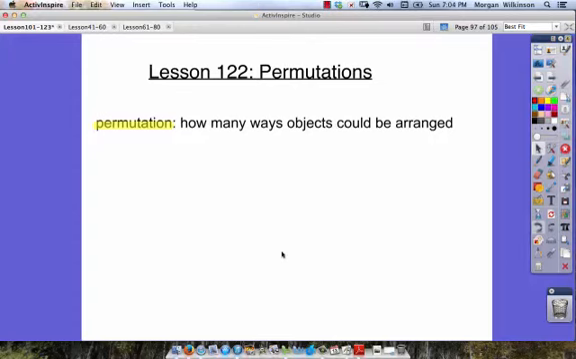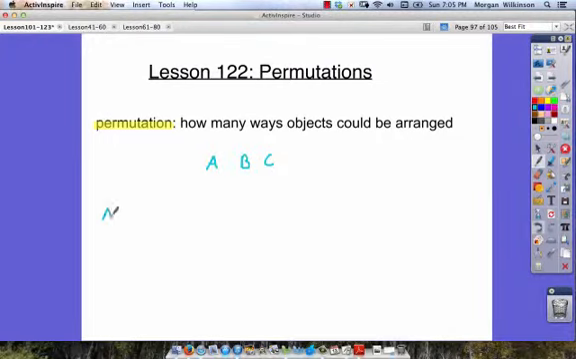Lesson 122 is about permutations, and a permutation is just how many ways objects could be arranged. Now, we need an example of what this means in order to go along with our word definition. So let's say we had the letters A, B, and C. These are our three objects, and we want to see how many ways we could arrange them.